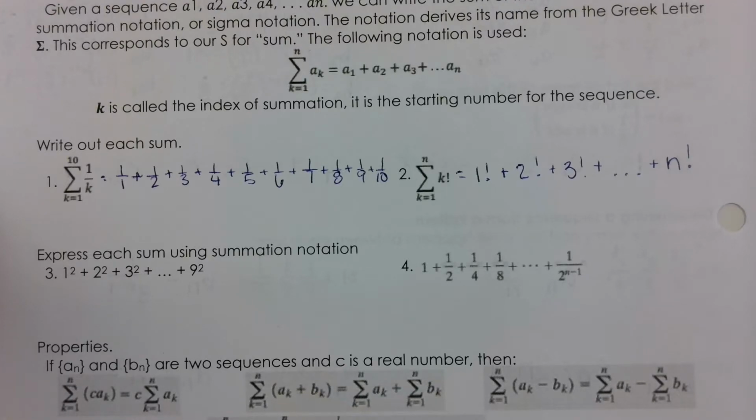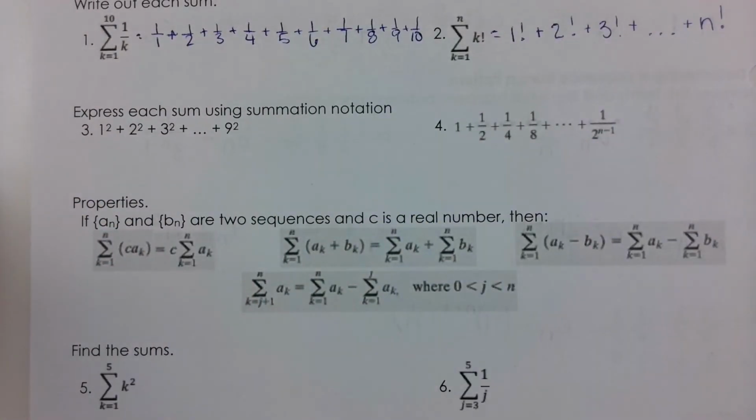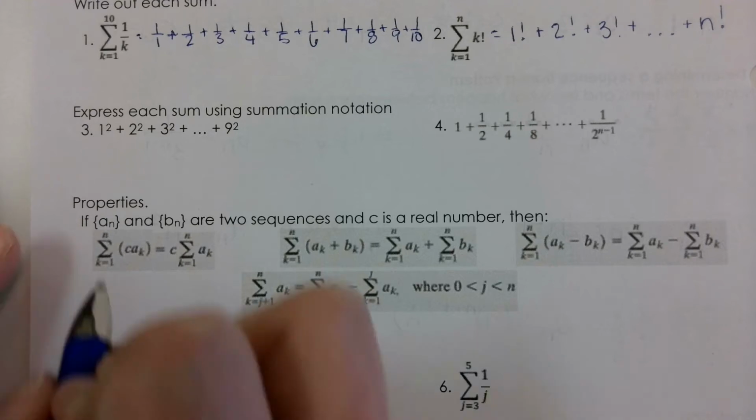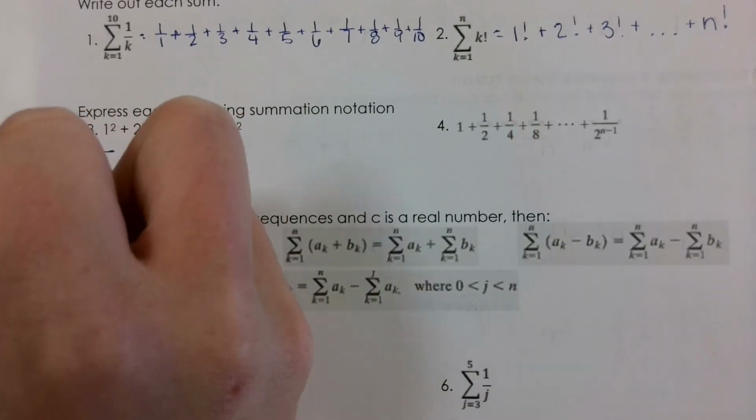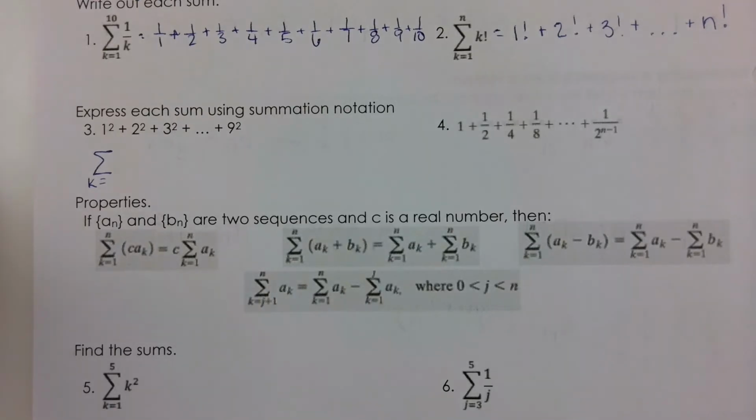Questions? Okay, so we want to take these and write it in summation notation now. So you've got to have your big sigma, and we're going to have k equals. Where do you think we're probably starting?